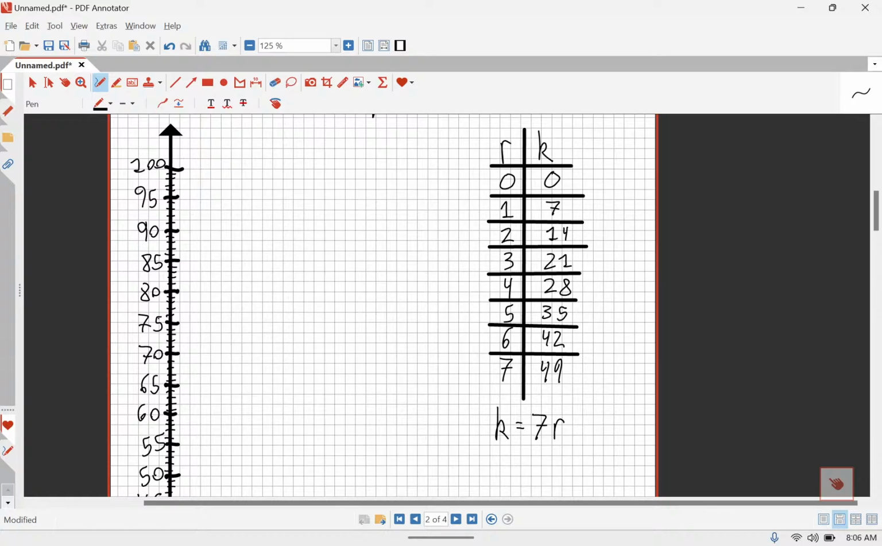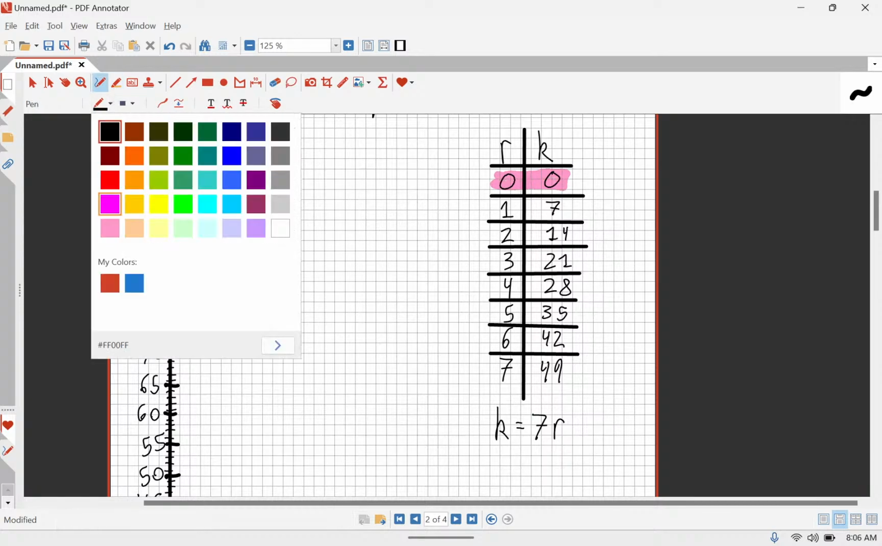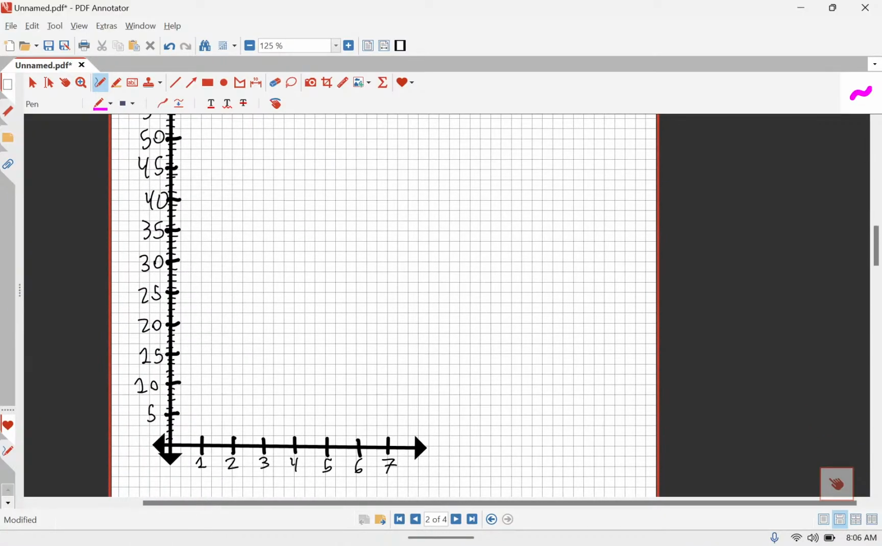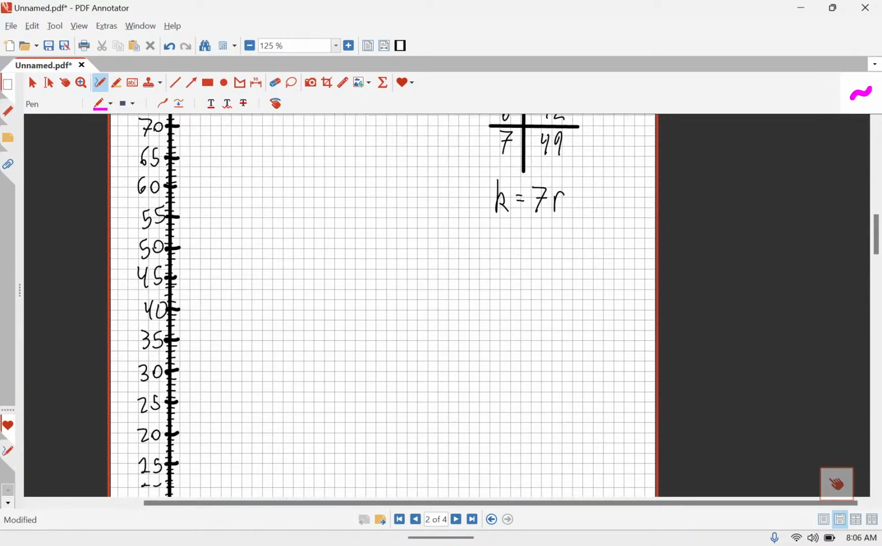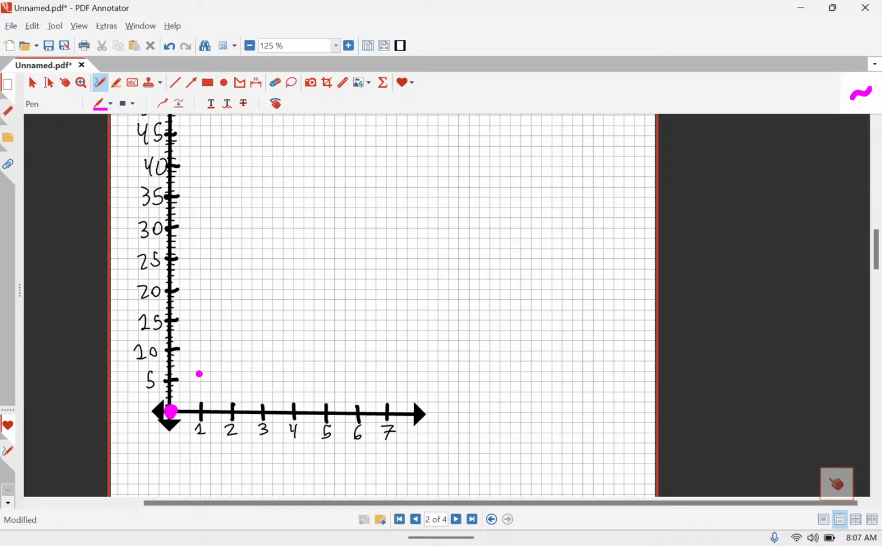Okay. Now, the last thing we're going to do here with this information is we're going to put this on our graph because each of these represents an ordered pair on my coordinate plane. This top one is 0, 0, the origin. So I'm going to put a big dot right on the origin to represent, if I go on 0 rides, I'm spending 0 crowns. I'm going to put another dot at 1, 7 to represent that if I go on 1 ride, I spend 7 crowns.